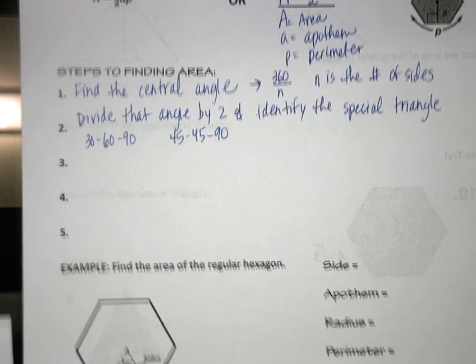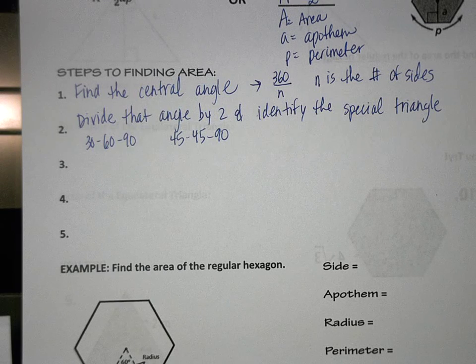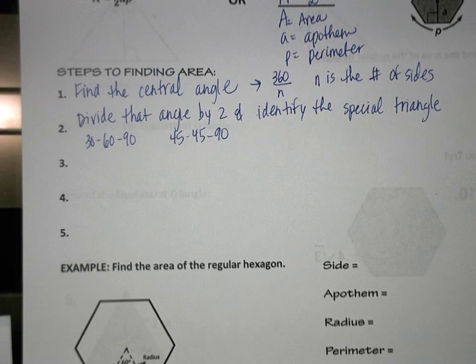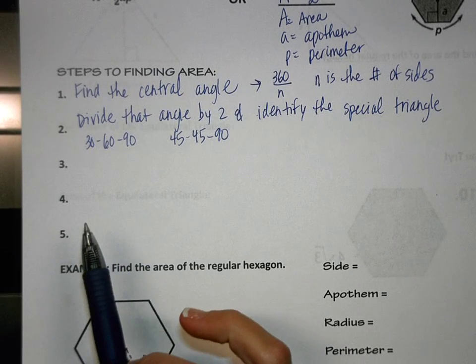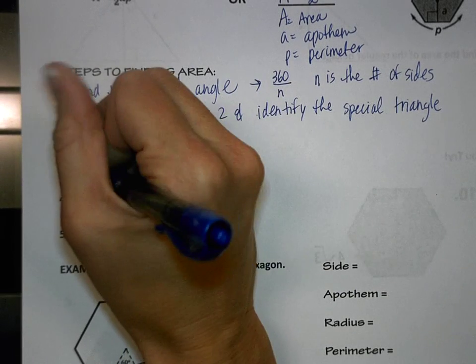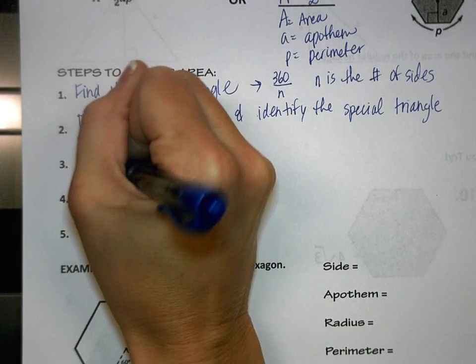Okay, do you guys still have your little cards? So you're going to want to use those when you're going through this. If you don't, you can make a new one. Once you know what kind of special triangle it is, and you have your short leg and your long leg, your hypotenuse and all that kind of stuff, you are able to use that information in order to find the apothem.